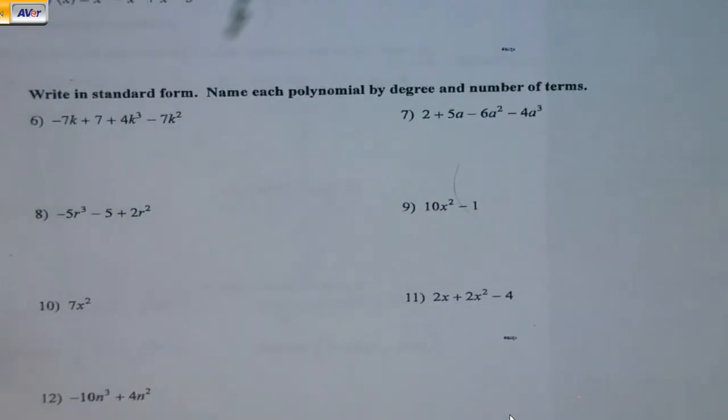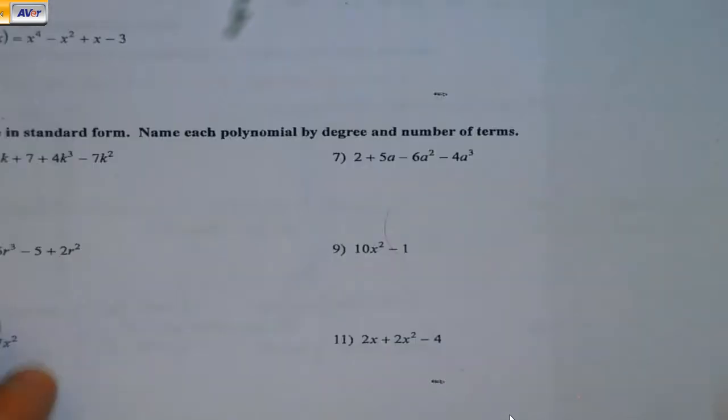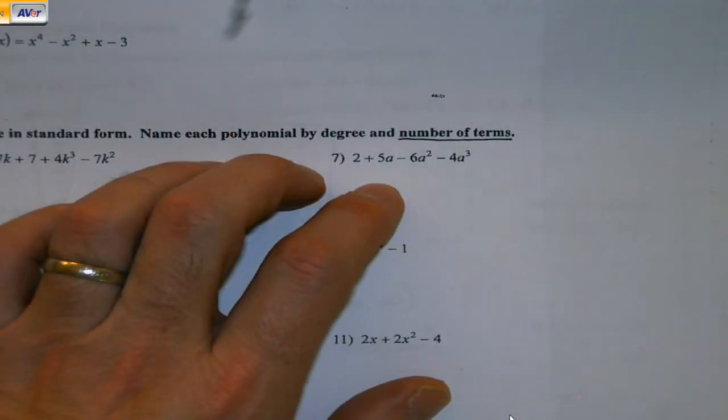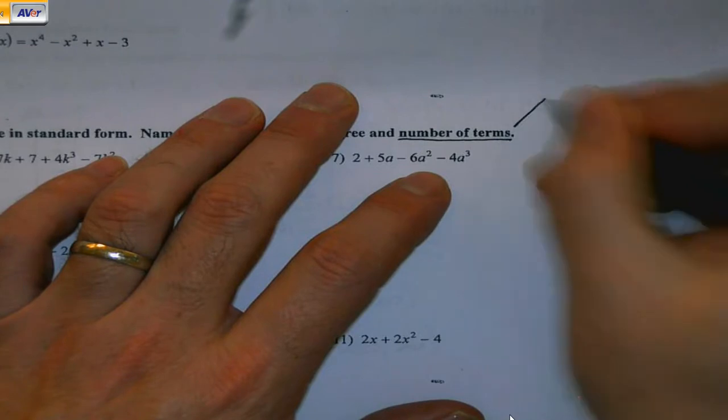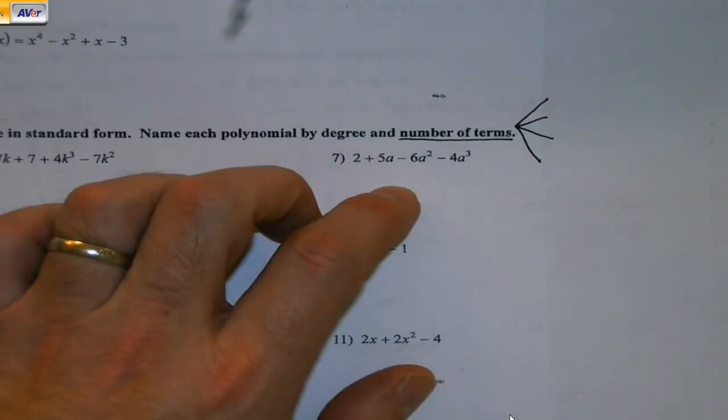Okay, write in standard form, biggest exponent to least. Name each polynomial by degree, so your linear, quadratic, cubic, and so on, and number of terms. Now that's not something we specifically discussed, but you've seen that before, even in pre-algebra. But we'll get an example here. Okay, when we're talking about number of terms, basically, there's four things that can pop up here.